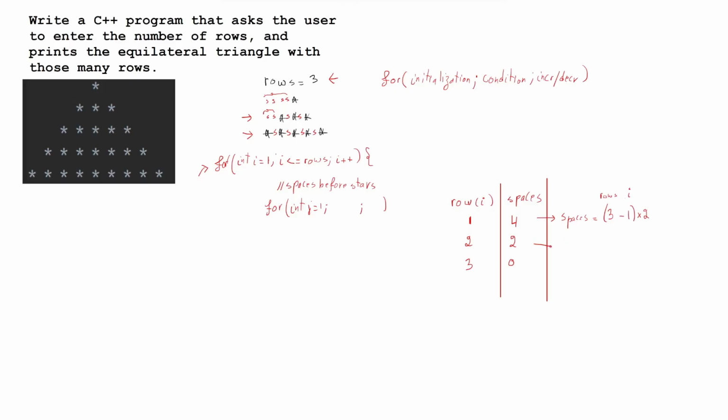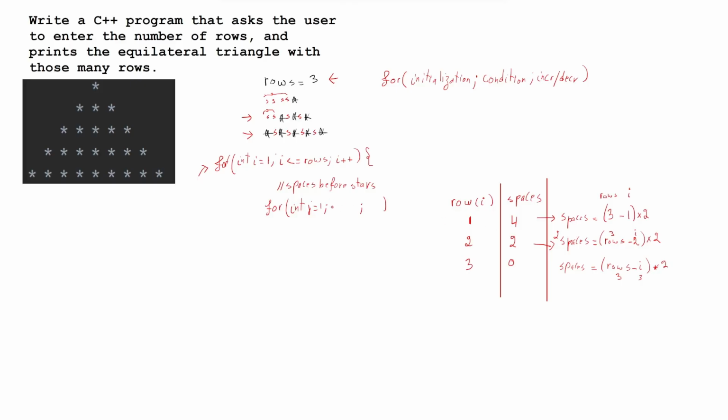Let's see if this applies here. Here the spaces, we have 2 in this case. Let's see if we do also the number of rows, which is 3, minus I, which is 2. So 3 minus 2 is 1. If we multiply it by 2, we get 2 spaces. So this is good. Let's see if we can apply it here. Spaces is equal to rows minus I. Rows is 3, and I is 3 in this row. So 3 minus 3 is 0. We can still multiply it by 2 just to generalize the formula.